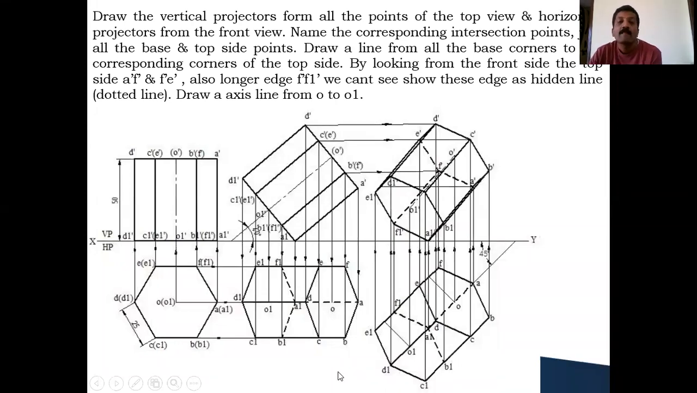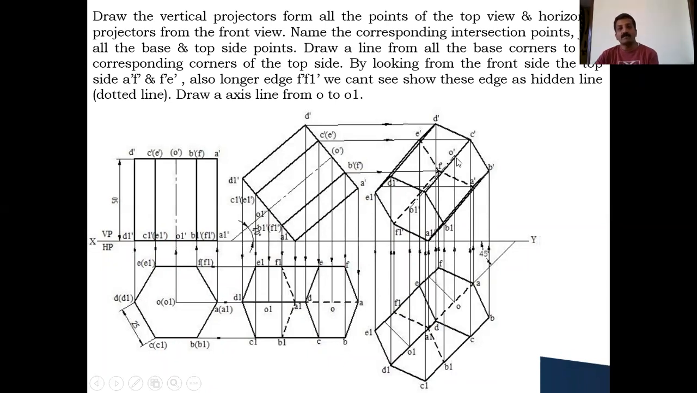Similarly, the top corner points: A is here, A dash is here, this is A dash. B is here, B dash is here, this is B dash. C is here, C dash is here, this is C dash. D is here, D dash is here, this is D dash. E is here, E dash is here, this is E dash. F is here, F dash is here, this is F dash, and center point O is here, O dash is here, this is O dash.